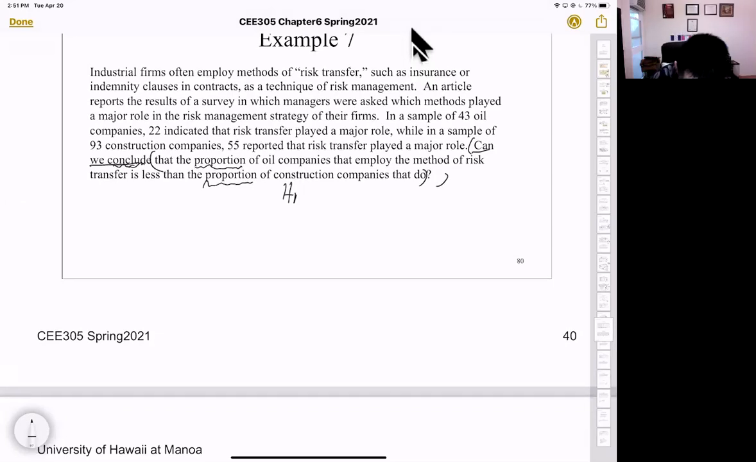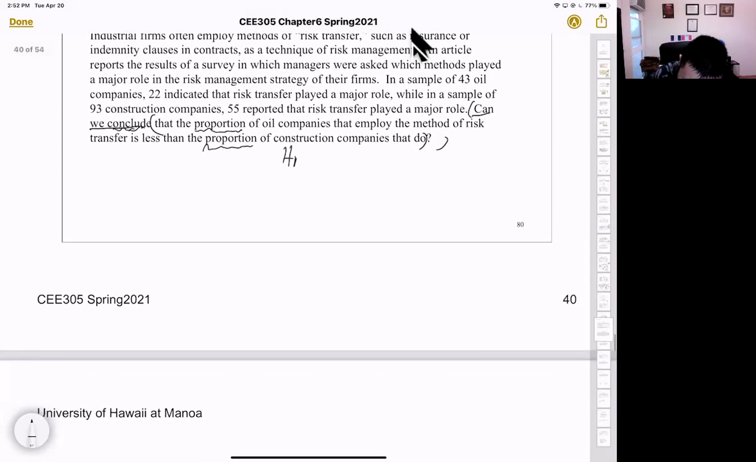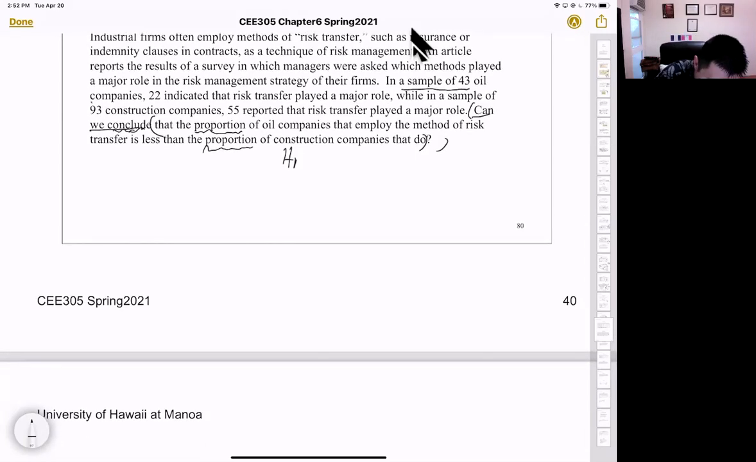Industrial firms often employ methods of risk transfer, such as insurance or indemnity clauses in contracts, as a technique of risk management. One article reported the result of a survey in which managers were asked which methods have played a major role in the risk management strategies of their firms. In one sample of 43 oil companies, 22 indicated that risk transfer plays a major role. In another sample of 93 construction companies, 55 of them reported that risk transfer plays a major role.